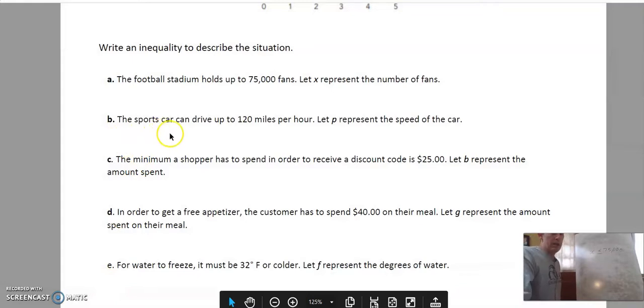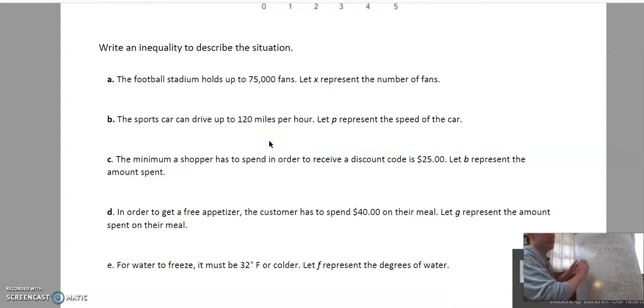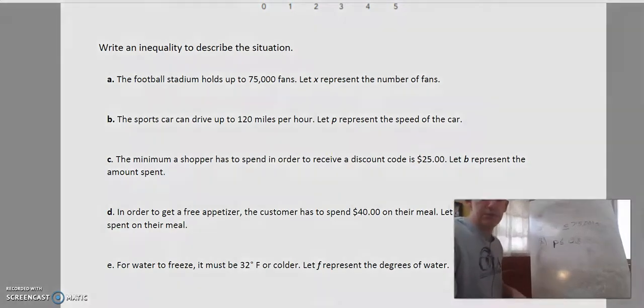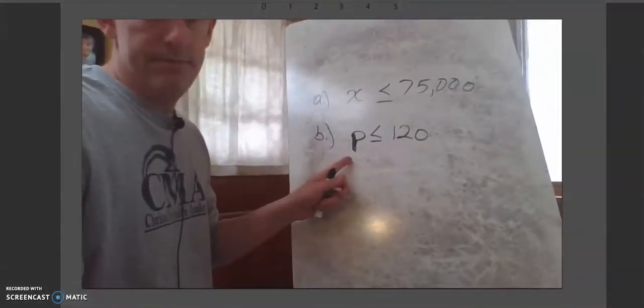The sports car can drive up to 120 miles per hour. Let P represent the speed of the car. So P can be up to 120 miles per hour. That's pretty fast. But if it's over it, it's not going to go very well. So we want P to be less than or equal to 120.